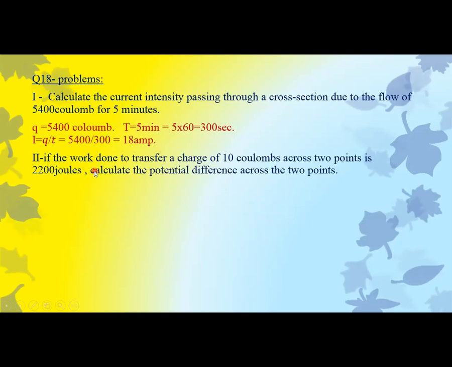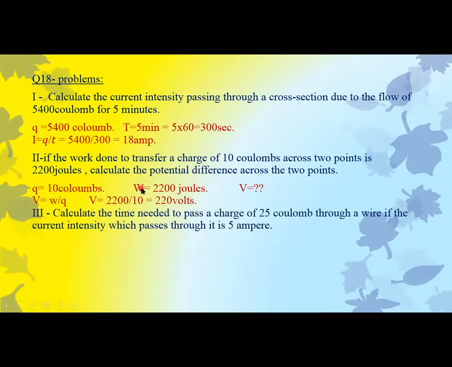If the work done to transfer charge 10 coulombs, so Q equals 10, across 2 points is 220 joules, so this is the work. I have work and I have Q. I want the potential difference, which is V equals W over Q. This is very simple. V equals W, which is 2200, over Q, which is 10, so 220 volts.